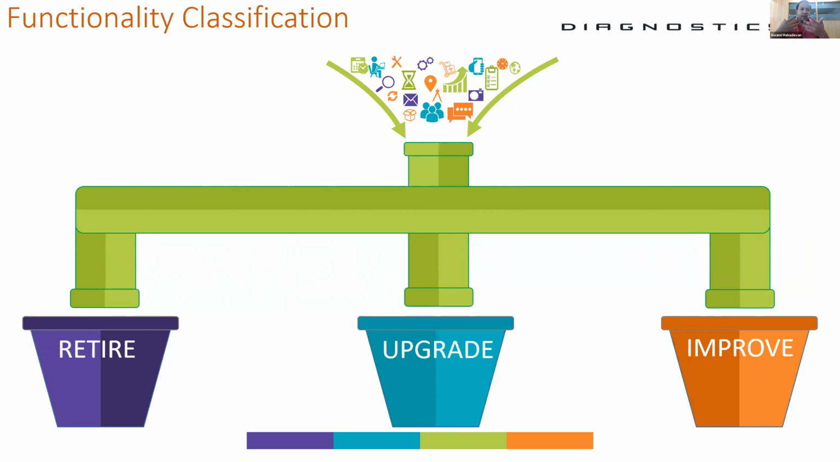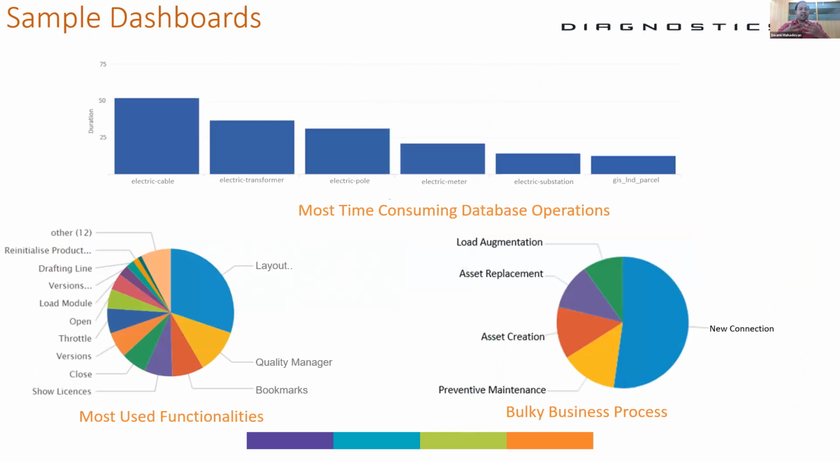So the way Diagnostics helps here is that since it tracks everything from day one, it already has the data of all of the functions which are rarely used, which have problems, and which do not have problems. So Diagnostics can provide clients with dashboards such as these. You can see the first one on the top. It tells me about the database transactions that are taking a lot of time to get executed.